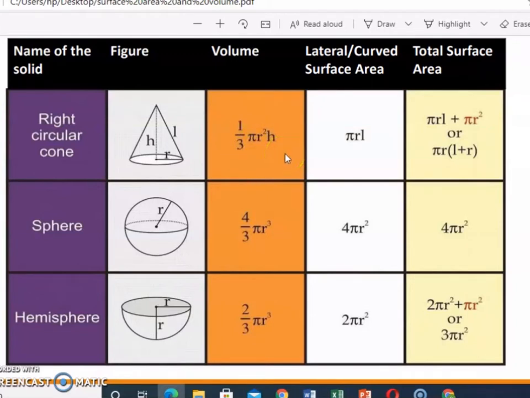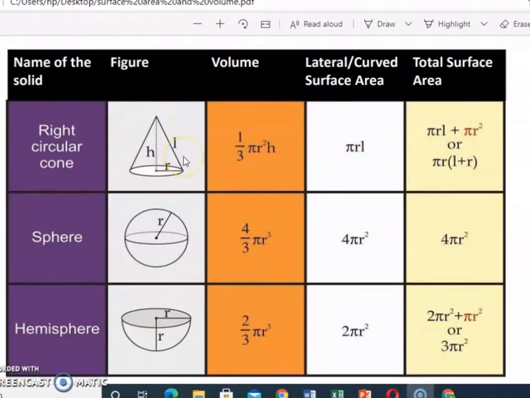So volume is 1 by 3 pi r square h. The curved surface area is pi r L, and total surface area is pi r L plus pi r square. Pi r L is the curved surface and flat one, that is the circle. So pi r square. You can take pi r common here, pi r into L plus r. This will be the total surface area.